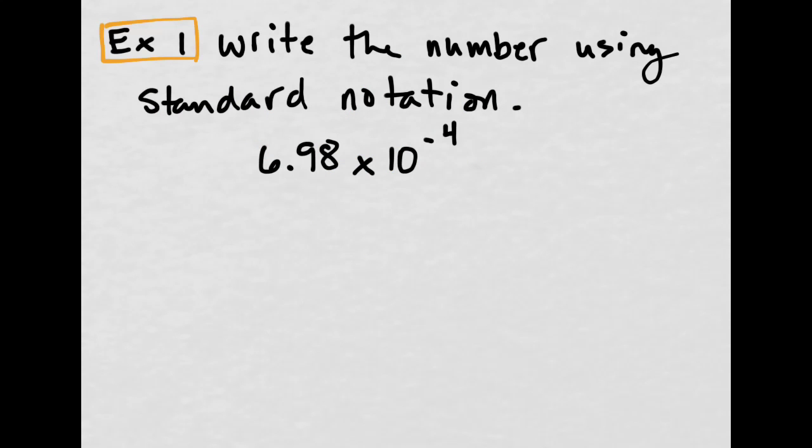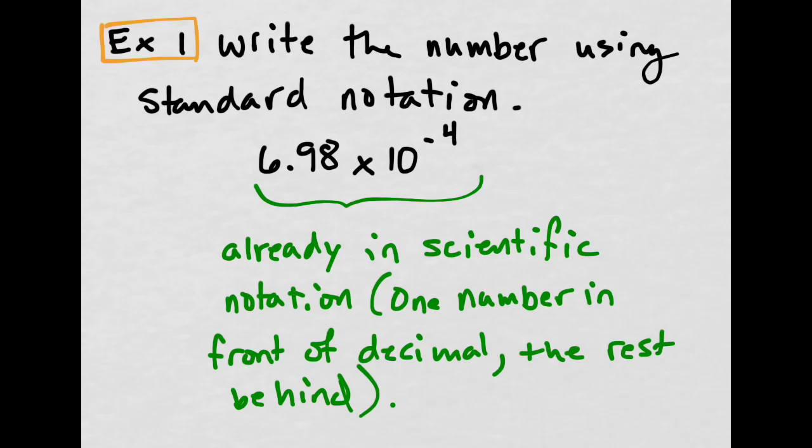Okay. So the first example that I have for you is to write the number using standard notation. Right now, it's already in scientific notation. And that just means there's one number in front of the decimal, that being the 6, and the rest of the numbers are behind the decimal. You can have as many numbers behind the decimal as you want. Scientific notation just means one number in front of the decimal and the rest behind. And then you have to use times 10 to the negative or positive number to adjust the decimal.